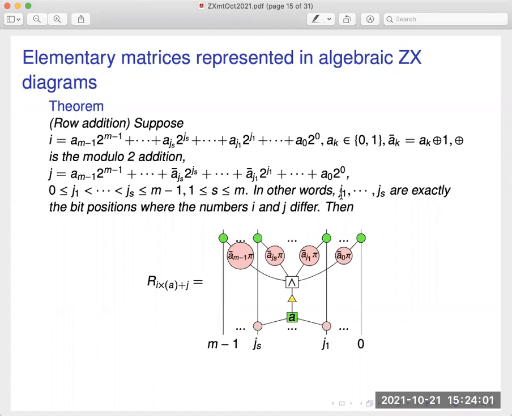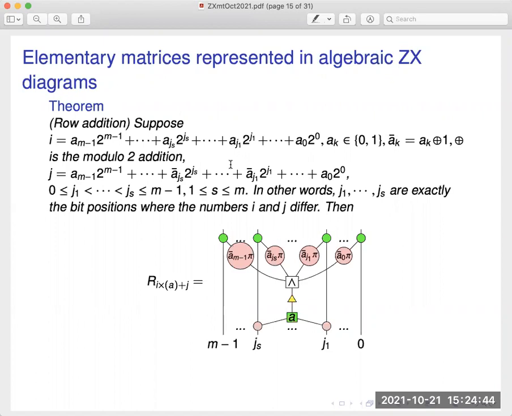So I use j1 to js to denote the bit positions where the numbers I and j differ. Then how do we represent the diagram? The top part is the same as the row multiplication. You have the AND gate and you connect to each green node with a red node, which is also the complement of the coefficient of the binary expansion of I.